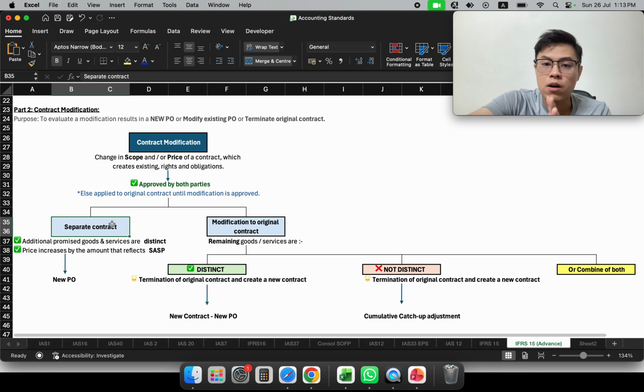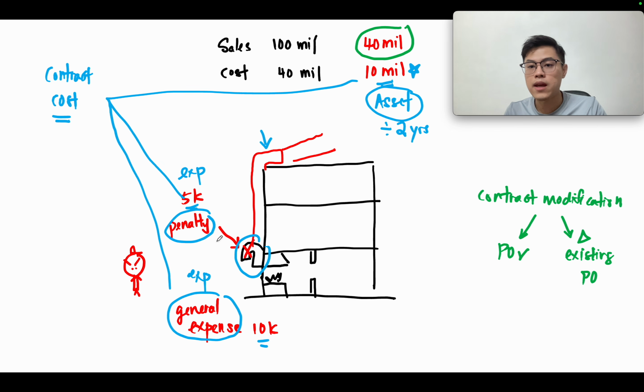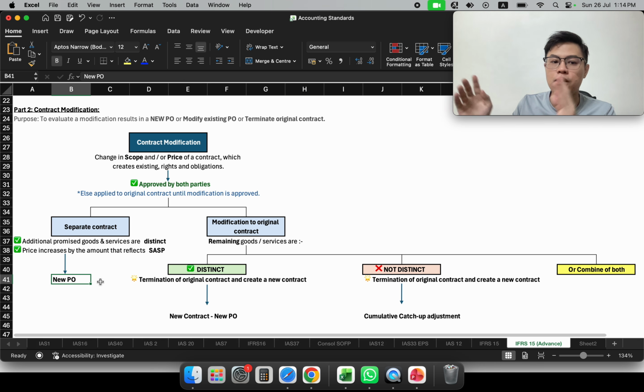If, let's say, from the contract we have an additional promise and the promise is distinct, something that they must buy separately, not under one contract. And bear in mind, now we are doing a central kitchen, okay? Normally all these things come together. This exhaust hood will be together with this cooker hood. And the price increases by an amount that reflects the stand-alone selling price, okay? So here, if we are able to satisfy these two conditions, it is a new PO and we will account for it separately from the existing contract. It's a new, single PO.